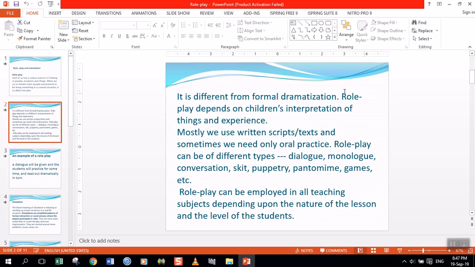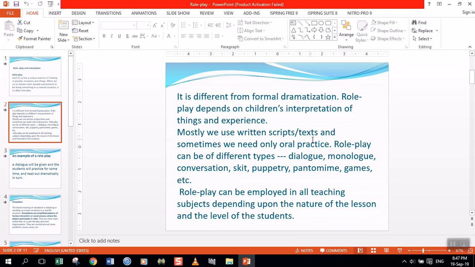Let's look at how it is defined. Role play is different from formal dramatization. Please understand that drama and movies are slightly different. Here, role play depends on the children's interpretations of things and experience, because he or she cannot become exactly like a principal. In the example I gave just before, one cannot become a principal exactly, but they will try to put in their own perceptions and interpret things in their own style. So that is why role play is slightly different from dramatization. Dramatization is trying to memorize how something was done and then imitate it exactly. That is what you call dramatization.